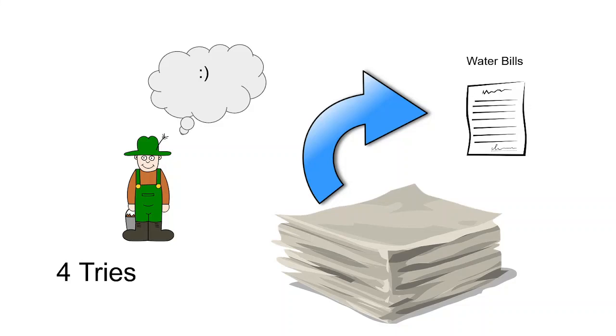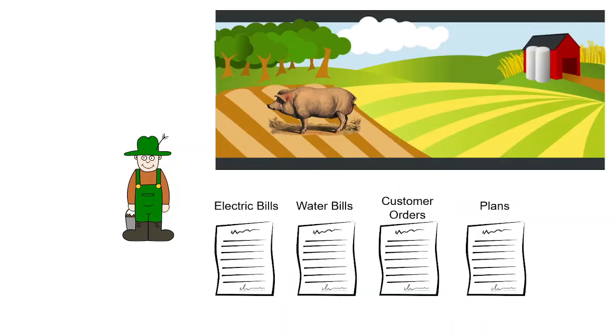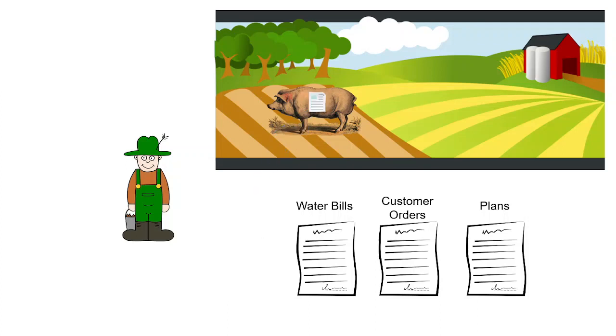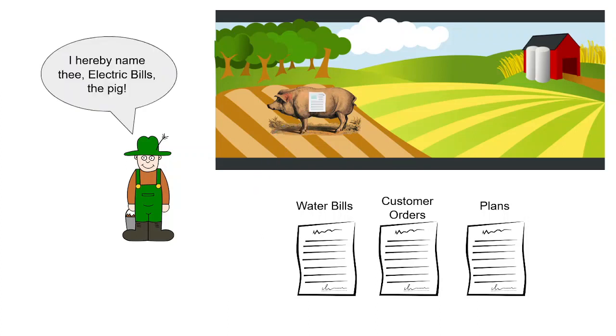So you try to think of a better way. So here's what you come up with. You have all of your documents here, and you are a pig farmer, so you have a bunch of pigs. So what you decide to do is you take a document and you attach it to a pig, and then you name the pig after that document. So you say, I hereby name the electric bills the pig, and you just sort of glued or taped or whatever your electric bills onto this pig.